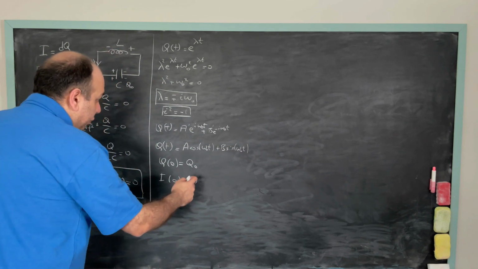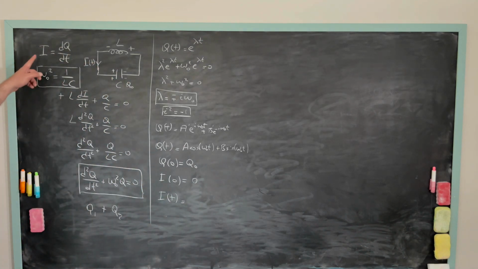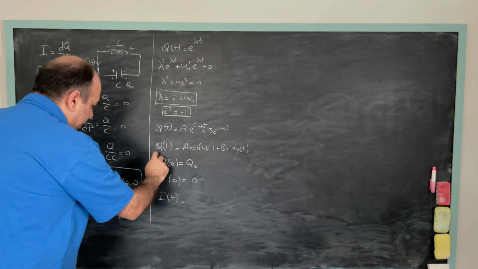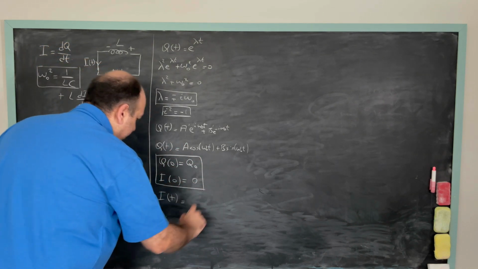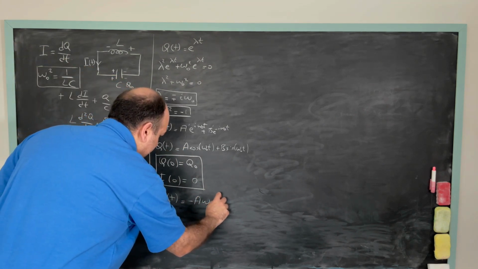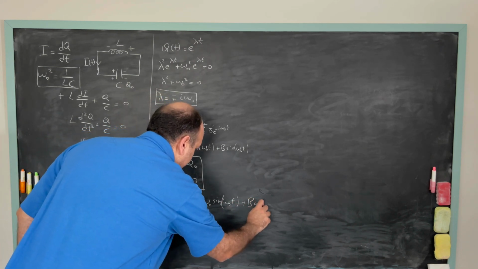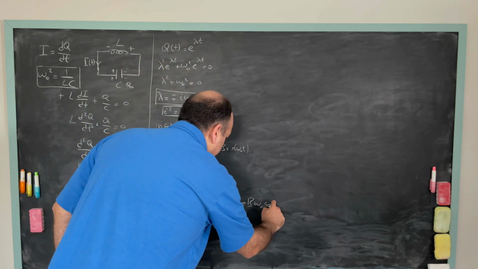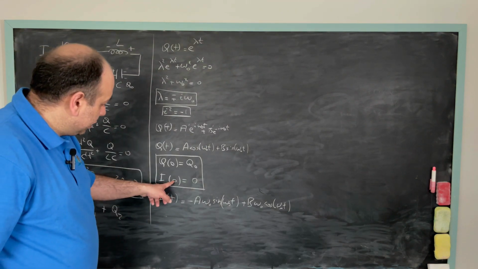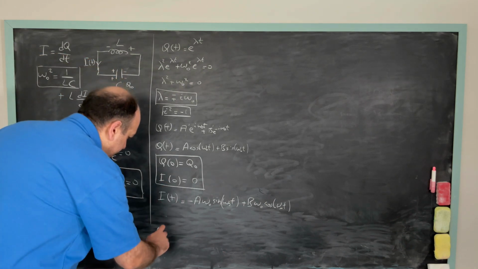So let's find I of t first. The current in the circuit is given as dQ over dt, right? So the derivative of this, so these are my initial conditions. Let's not get confused here. This gives me minus A omega naught sine omega naught t plus B omega naught cosine omega naught t. And this is my current. So the current when t is equal to 0 is equal to 0. So I will use that initial condition first.